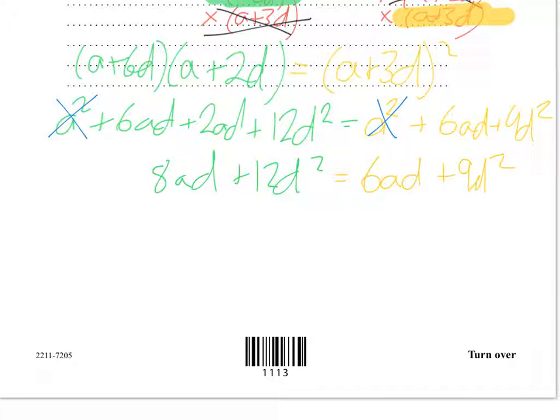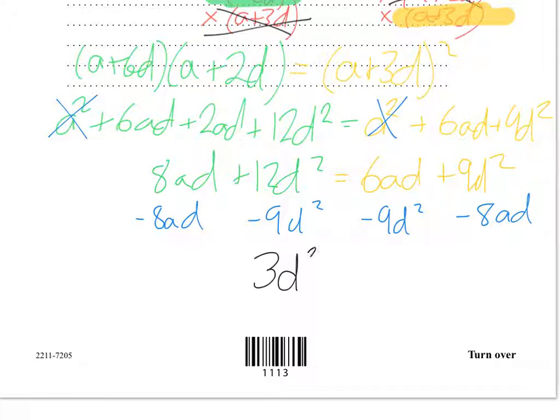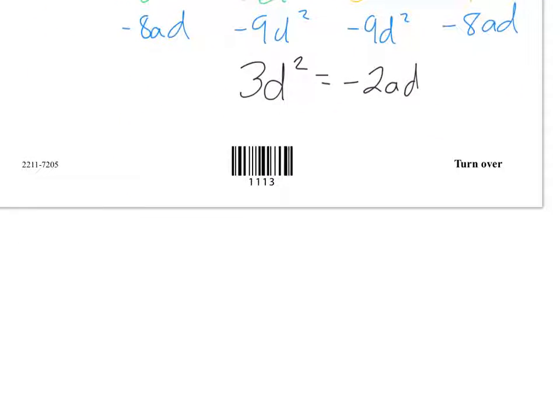I'm going to subtract 9d squared from both sides, and I'm going to subtract 8ad from both sides to give me, on the left, 3d squared alone is equal to minus 2ad. We're nearly done with part A.